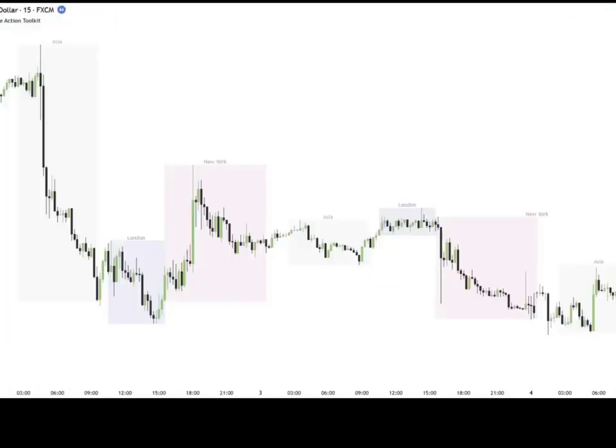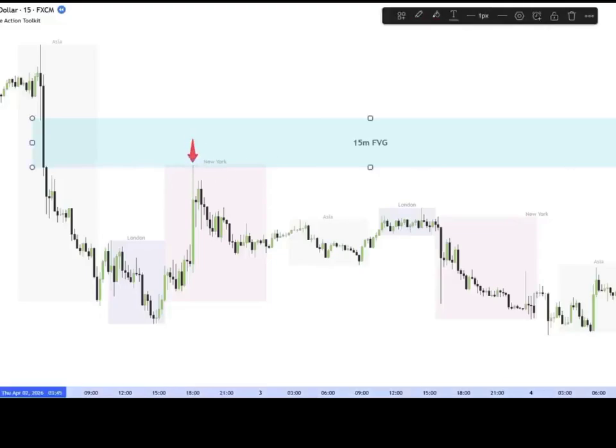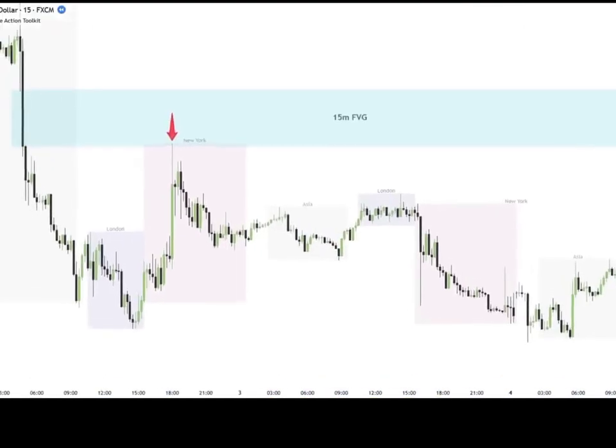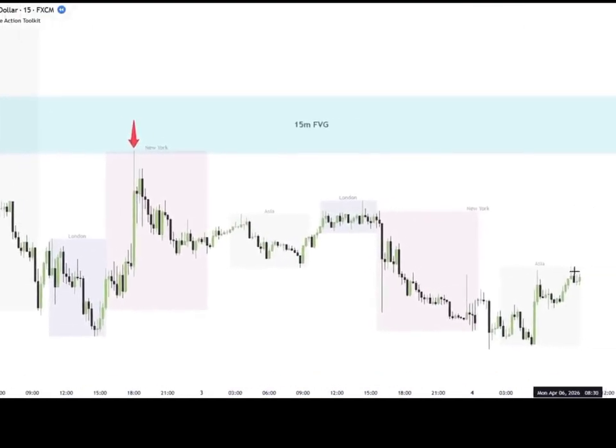Here we have the Euro-Dollar 15-minute chart on the screen. As you can see, price created a large unmitigated fair value gap during the Asian session, and it has remained unfilled for some time. And if you look closely, you'll also notice that the New York session high is sitting just below that higher time frame fair value gap. So everything we need for this setup is already in place.